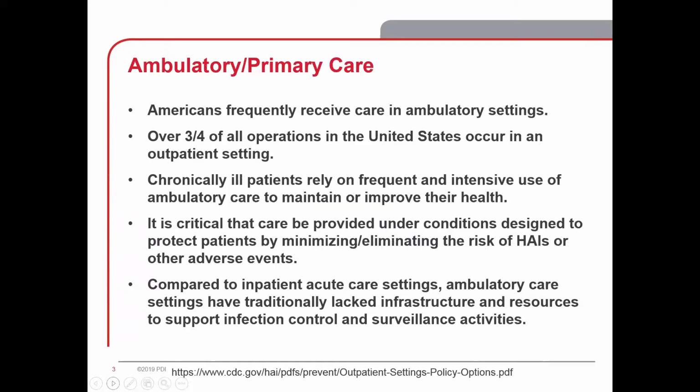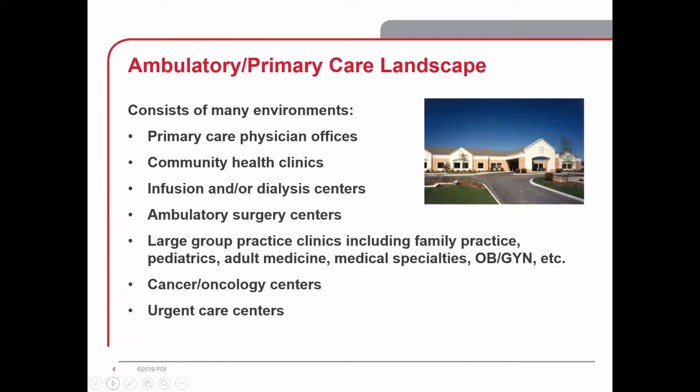And traditionally, compared to inpatient acute care settings, ambulatory care has traditionally lacked the infrastructure and the resources to support infection control and surveillance activities. When we talk about ambulatory care, it really consists of many different environments. We have your primary care physician offices, you may have community health clinics, infusion and or dialysis centers, which are very frequently seen throughout the network and throughout the communities.